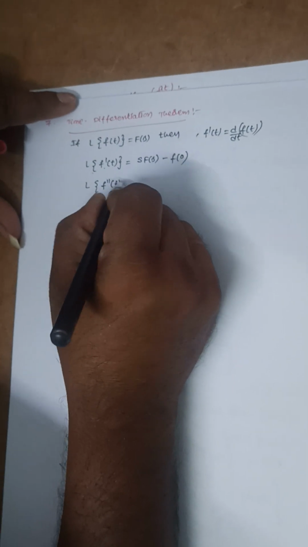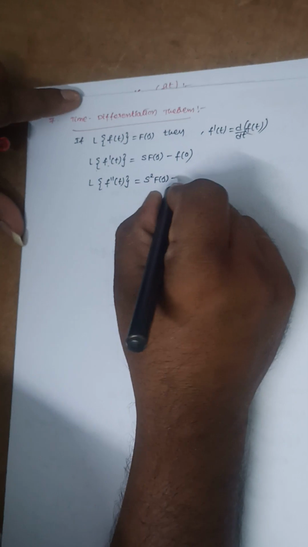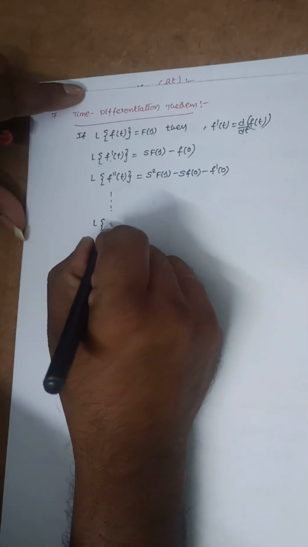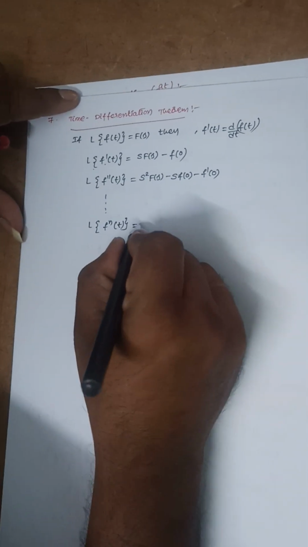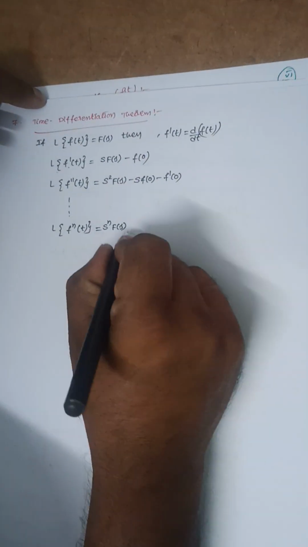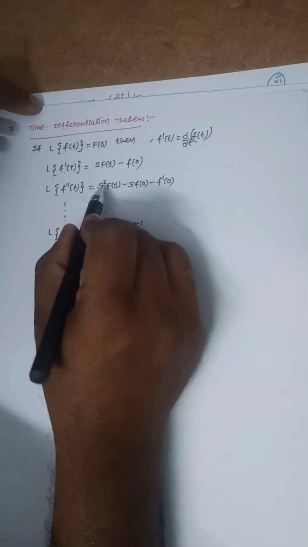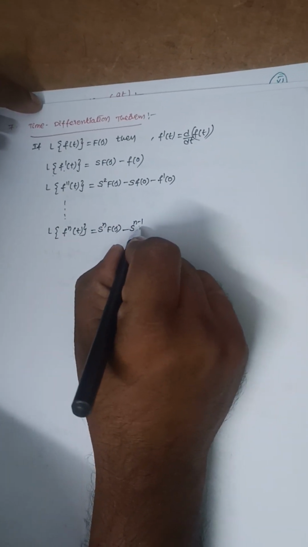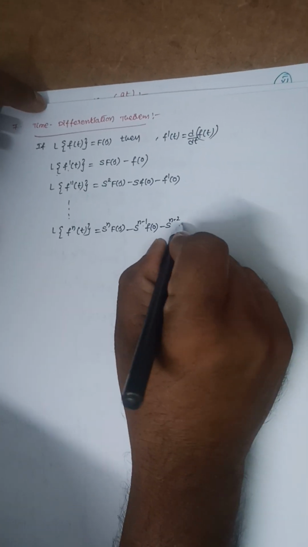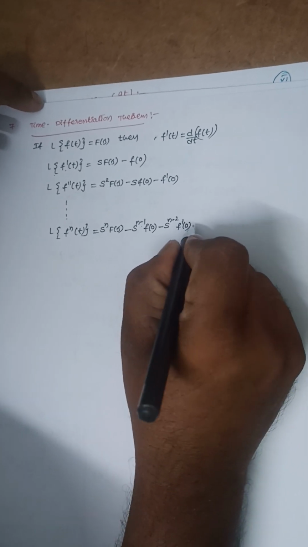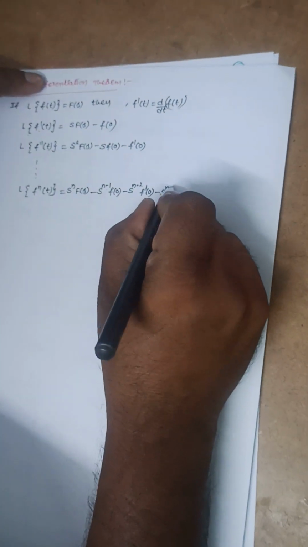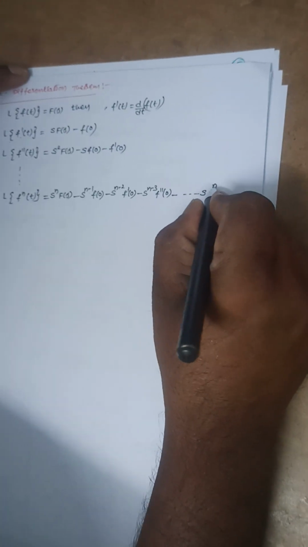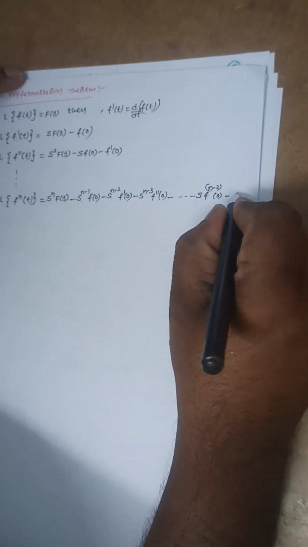Laplace transform of f double dash of t is equal to s square into F of s minus s into f of 0 minus f dash of 0. Similarly, the Laplace transform of the nth derivative of f of t is equal to s power n into F of s minus s power n minus 1 f of 0 minus s power n minus 2 f dash of 0 minus s power n minus 3 f double dash of 0 minus ... minus s into f power n minus 2 of 0 minus f power n minus 1 of 0. The powers of s reduce from n minus 1, n minus 2, finally to s power 0.